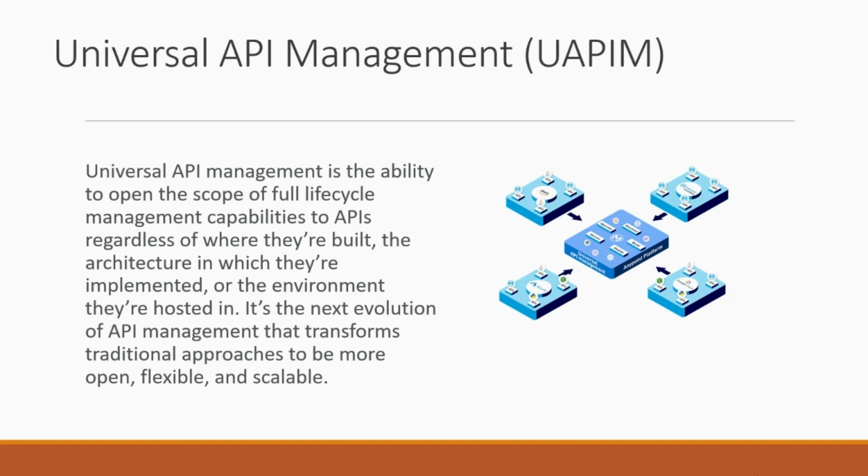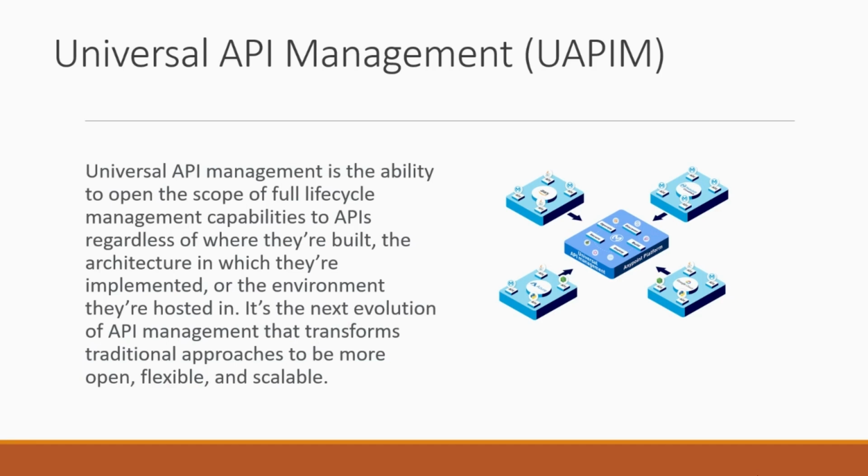So let's first understand what Universal API Management is. Universal API Management is the ability to open the scope of full lifecycle management capabilities to APIs regardless of wherever they are built, whatever their architecture is, and in whatever environment they are hosted, right? So API management is a modern approach to be more open, flexible and scalable for APIs.